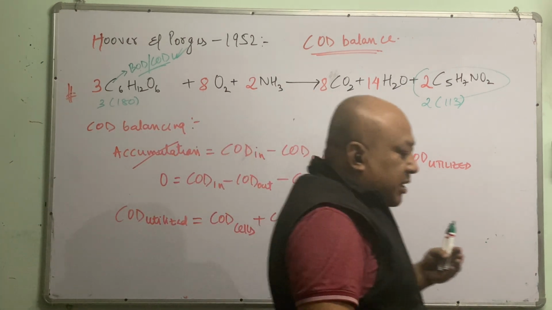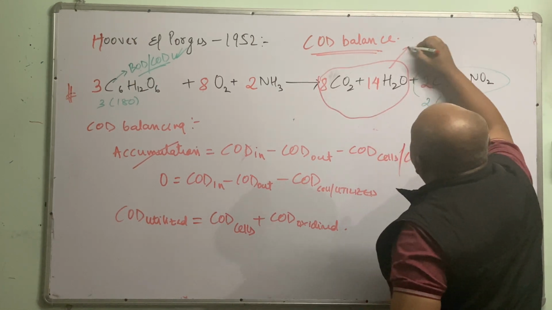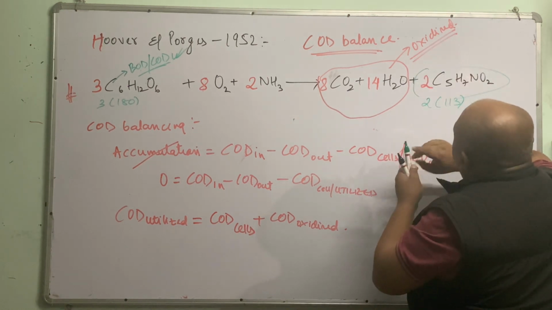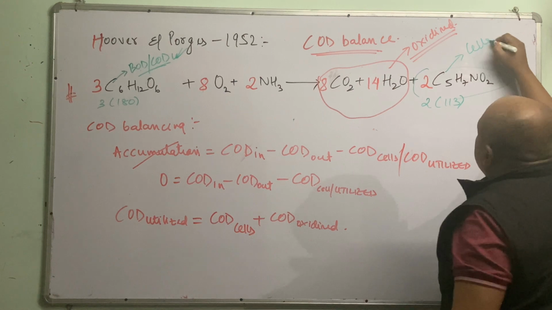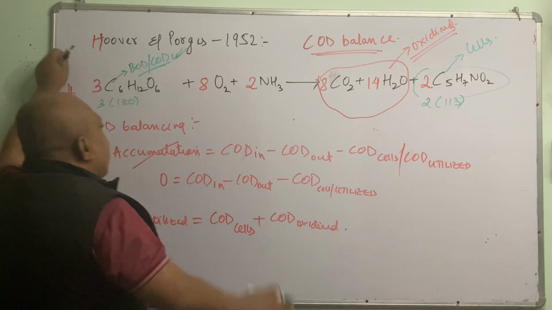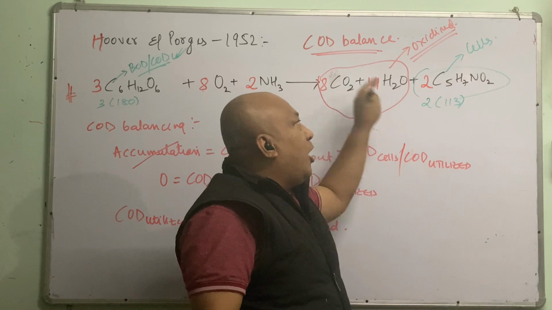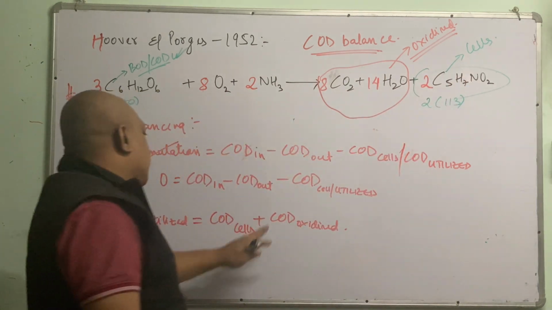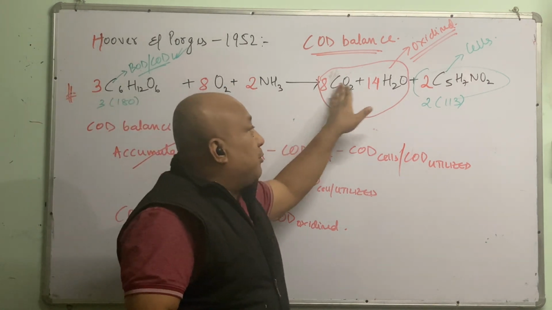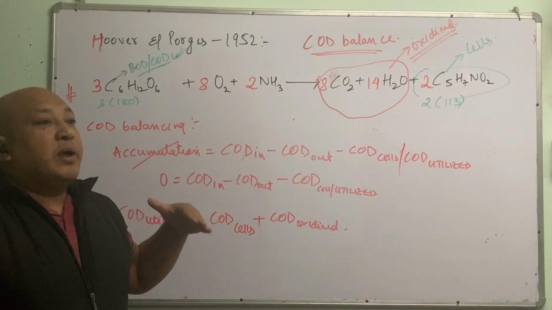Some of the COD will be converted into this part, which is oxidized, and some goes into cells. So COD utilized means we are going to see how much is oxidized and how much is converted into biomass. These two, correct? But you cannot combine carbon, hydrogen, everything. We are going to convert everything in terms of COD, and we are going to see the mass balance.